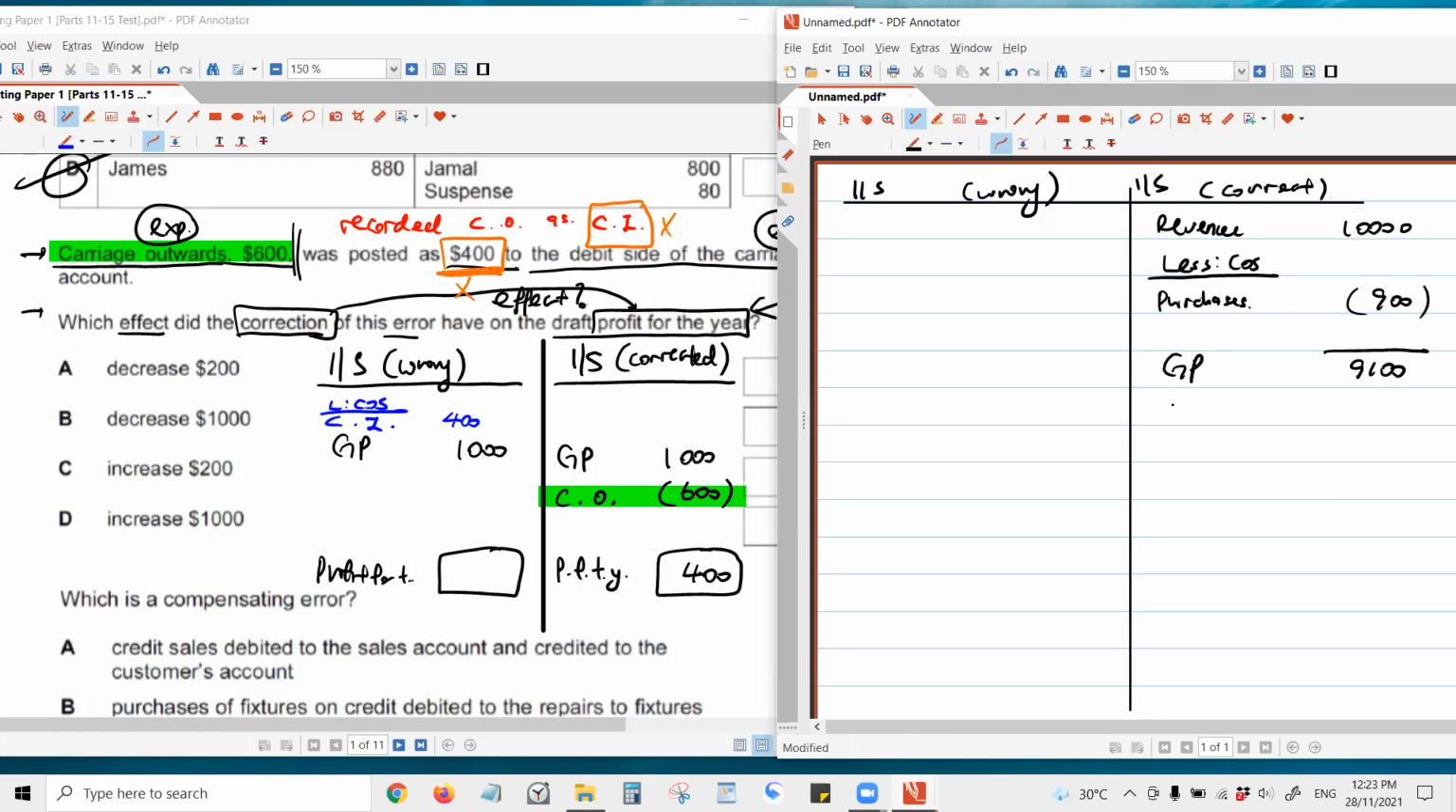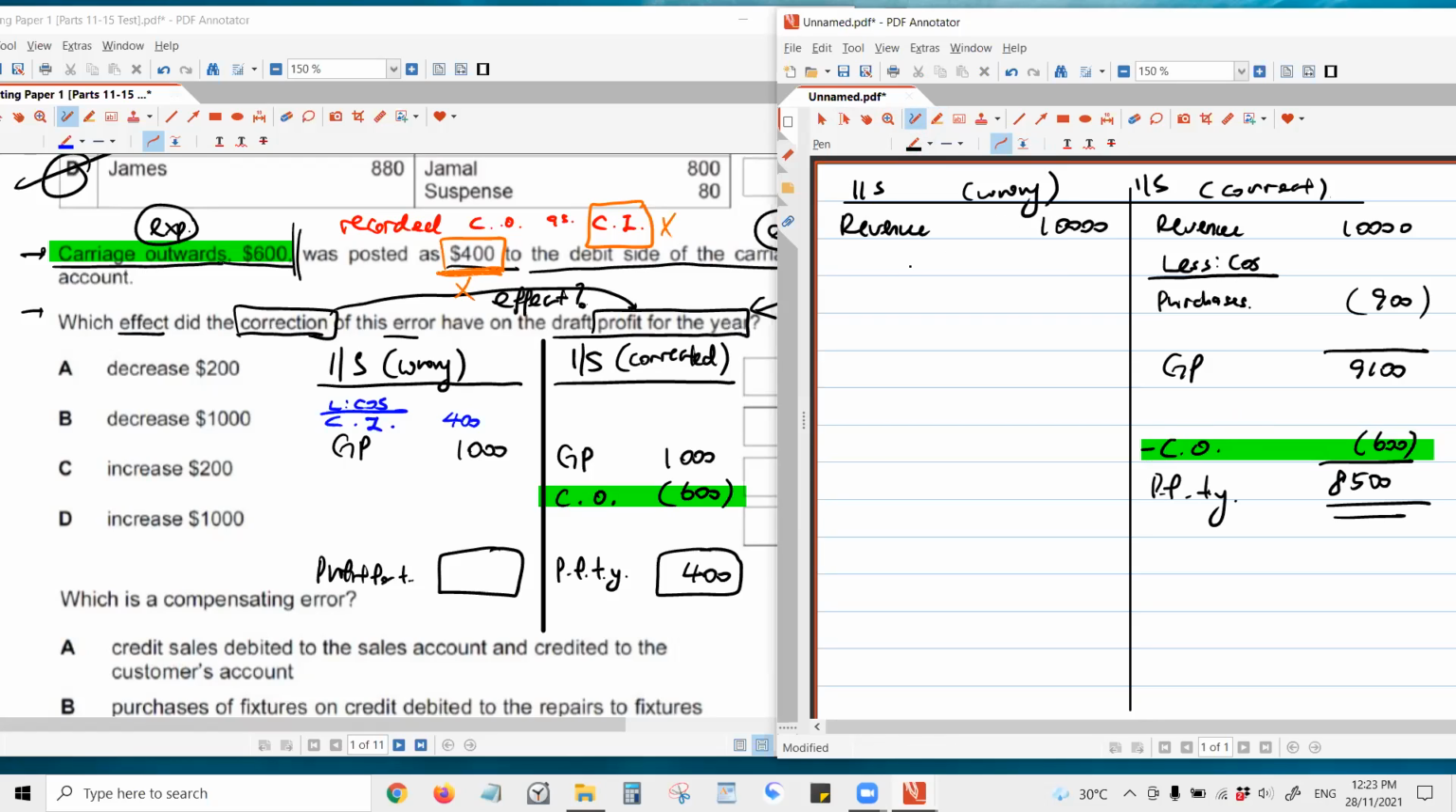So this is gross profit. If you do it correctly, your carriage outward is here. You have to minus carriage outward, that's an expense, 600. So profit for the year is 8,500. So this is the correct situation. I recorded it as carriage outward $600. Now move on to the wrong income statement.